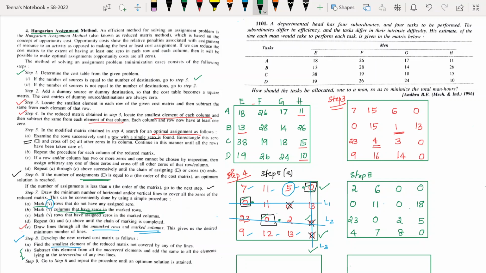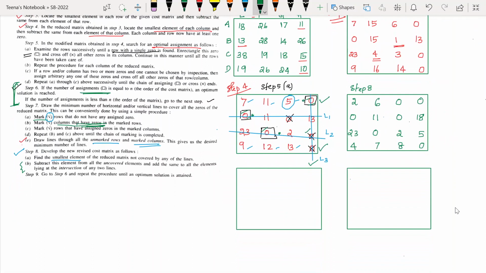So let us see what that step 6 is. So this is step 6. Let us see, that is going to be repeated. If the number of assignments is equal to n, an optimum solution is reached. So we have to see whether there is an optimum solution or not. So how to identify that optimum allocation? In order to do that, we have to do the rectangling of the single zero in each row. So we have to actually do step 5. Let us see how that can be done.